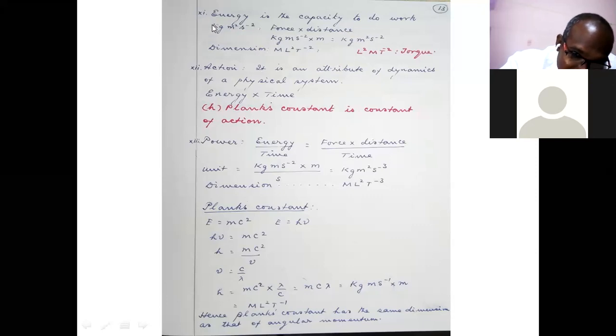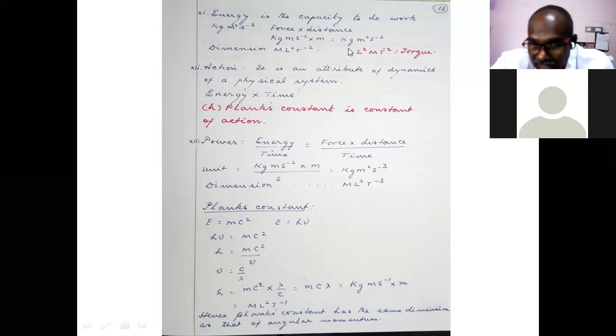Look here, energy and work are all similar. So M L square T power minus 2 is the dimension of torque as well. So this is energy. Energy is the capacity to do work.